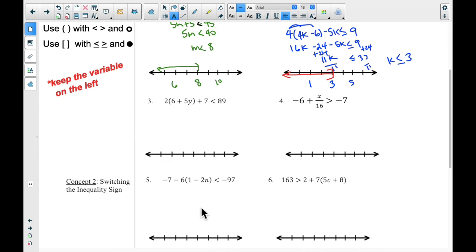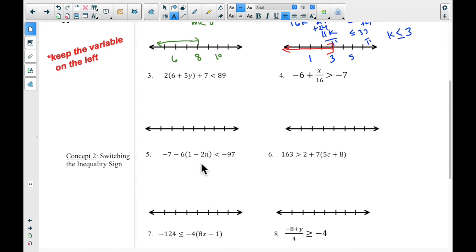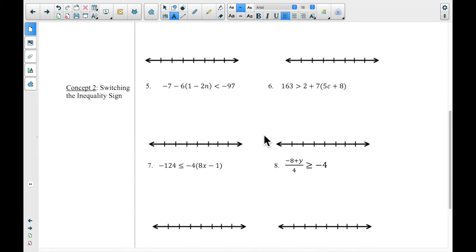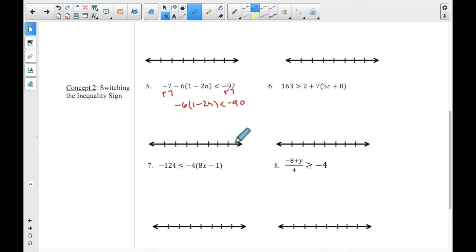So as we look at number 5, the variable is on the left. We want to keep it there. And that means we want to put all the numbers on the other side. So I think I'm going to add that 7 first to start off. So when I add the 7, I get negative 6 times (1 minus 2n) is less than negative 90.